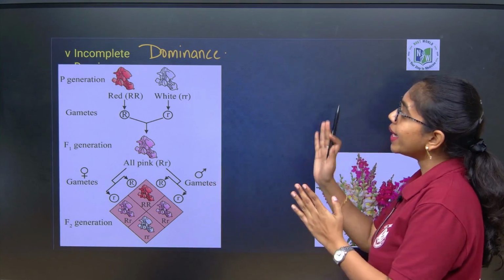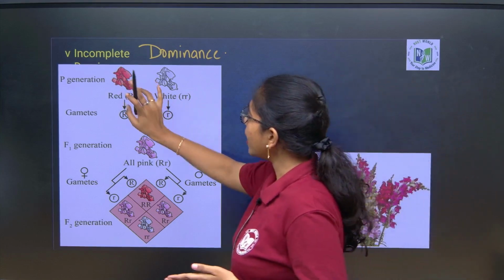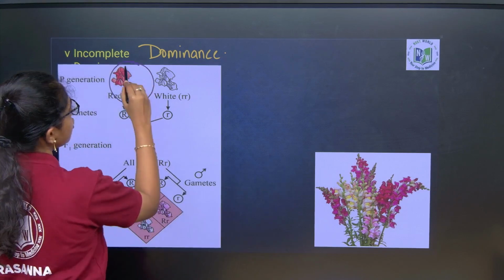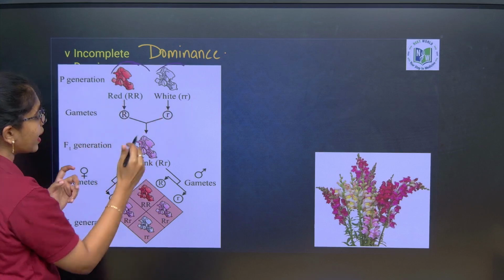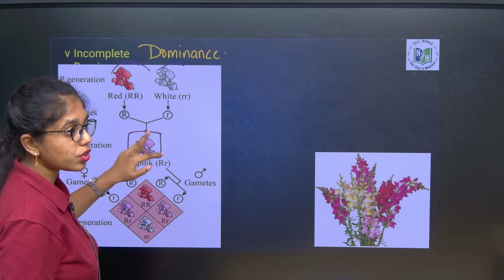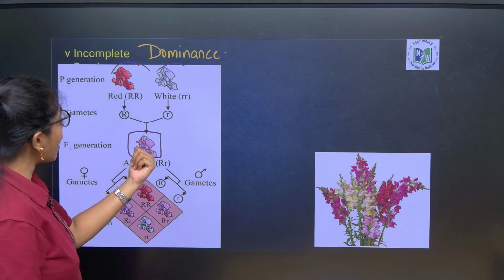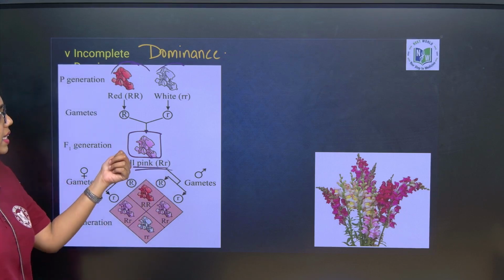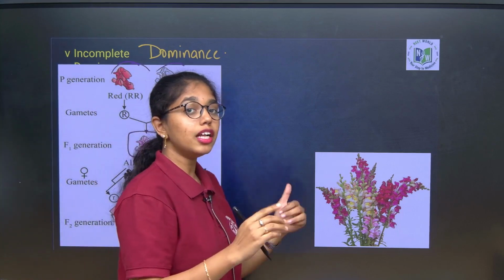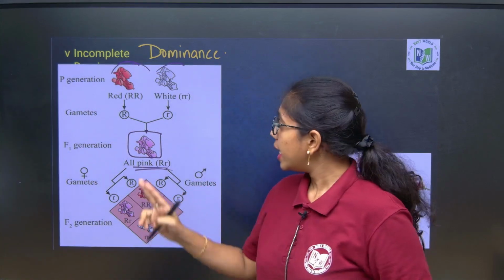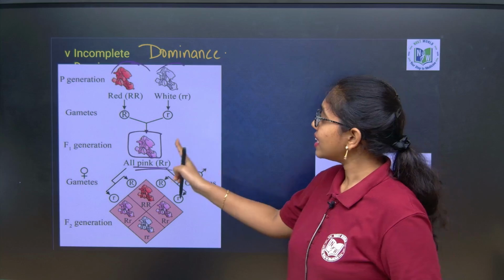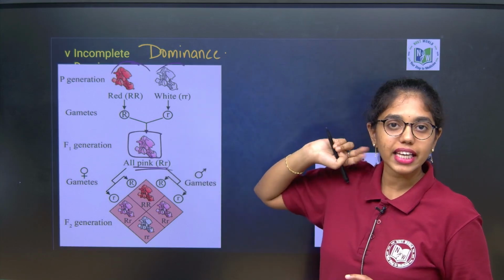Now if you look into incomplete dominance, the dominant parent is red and the recessive parent is white. Homozygous red is crossed with white, but the F1 generation does not resemble either of the parents. All F1 are pink, the heterozygous condition. According to the law of dominance, the dominant allele should suppress the effect of the recessive allele. Here the dominant allele is incompletely suppressing the expression of the recessive allele, so it is incomplete dominance.